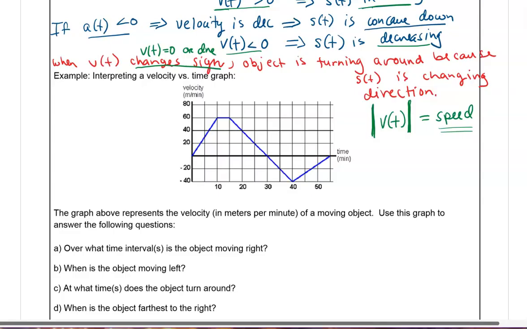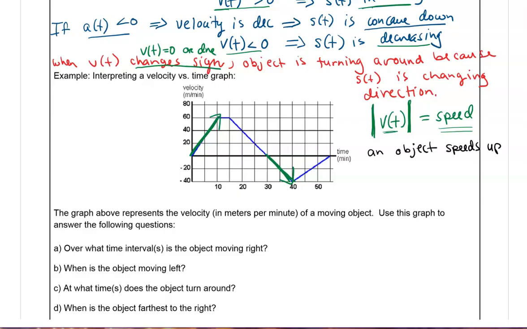Well, that will have to do with the fact that speed is the absolute value of velocity. Basically, the greater the positive or the greater the negative velocity, the bigger the absolute value of that will be. So in situations like this, where velocity is moving away from 0, the absolute value of these velocities is increasing, so speed is increasing. We also say that an object speeds up if velocity and acceleration have the same sign.